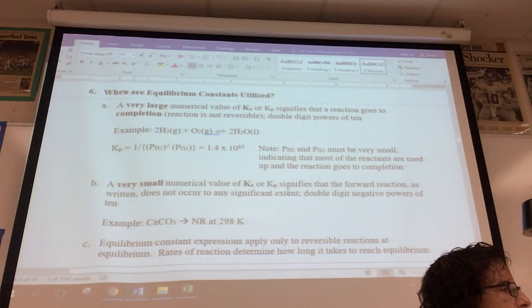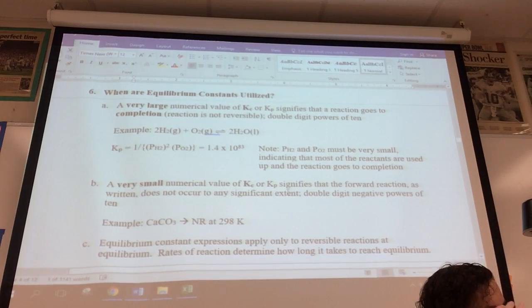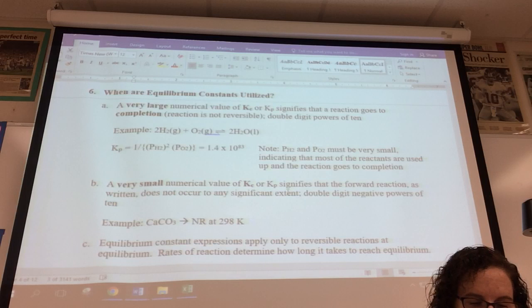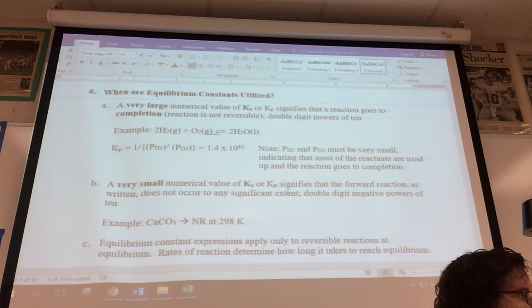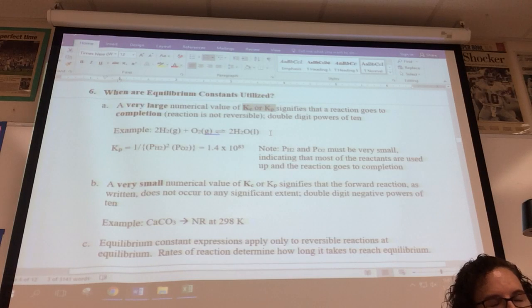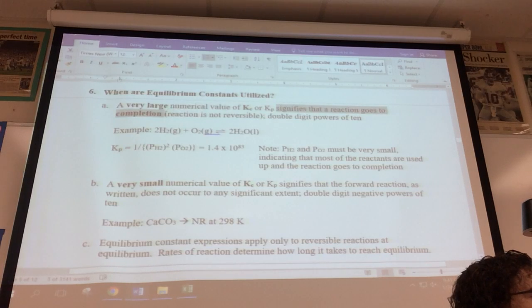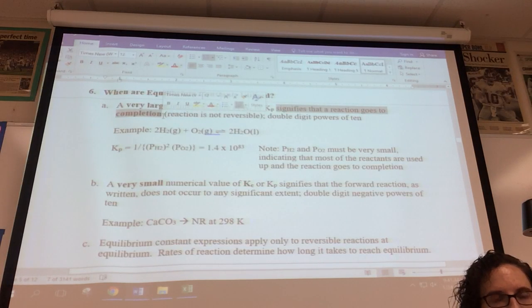We want to examine when equilibrium constants are actually utilized, and we will link it back to thermodynamics. When you have huge Kc's and Kp's, 1 times 10 to the 10th and greater, like 10 to the 11th, 12th, 13th, 14th, etc., that means that the reaction essentially goes to completion. You're not looking at a reversible reaction anymore. You're only looking at a reaction that goes in the forward direction. It is thermodynamically favorable.